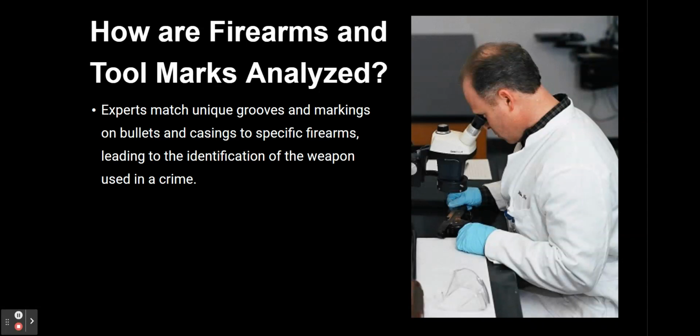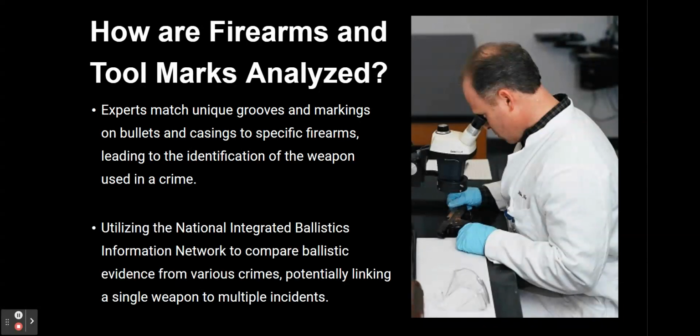So, forensic laboratories also analyze firearms, and we'll look at this in much more depth later. But when they're examining firearms, they're looking for unique grooves or markings that are on bullets, and they're trying to match those grooves or markings with those that are on the gun itself. And they can utilize the National Integrated Ballistics Information Network to compare ballistic evidence from various crimes. And again, that would potentially link a single weapon to multiple incidents.